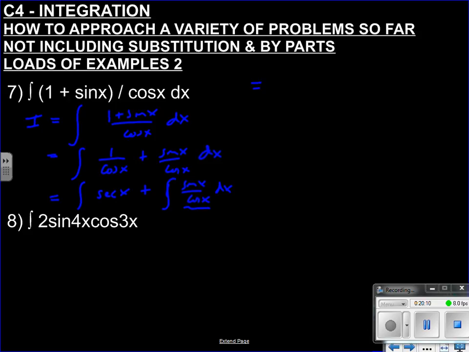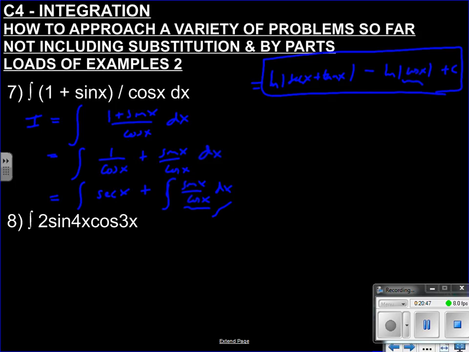Well, this is a difficult one. This is actually a standard formula in the formula book, and it does go to ln sec x plus tan x. If you differentiate that, you will get sec x. And then here for your tan x, we get cos x on the bottom, so that's ln cos x plus c. And if you differentiate cos x, that goes to minus sin x, so we'll have to change that to a minus there.